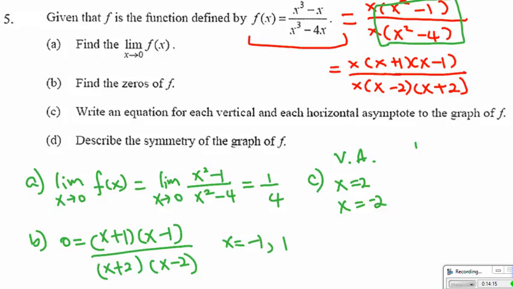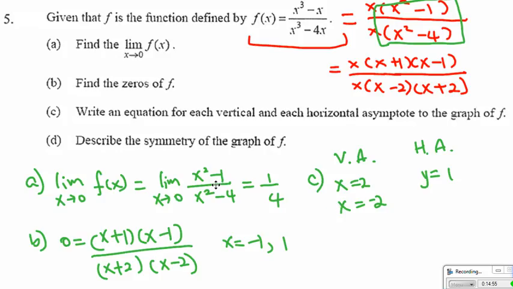Now, the horizontal asymptote is when x approaches positive or negative infinity. As you can see, as x approaches positive infinity, this expression will be approaching simply 1. But as x approaches negative infinity, y will still be equal to 1. Negative over negative is positive, so we're not going to write the second one. It will be simply y equals 1.